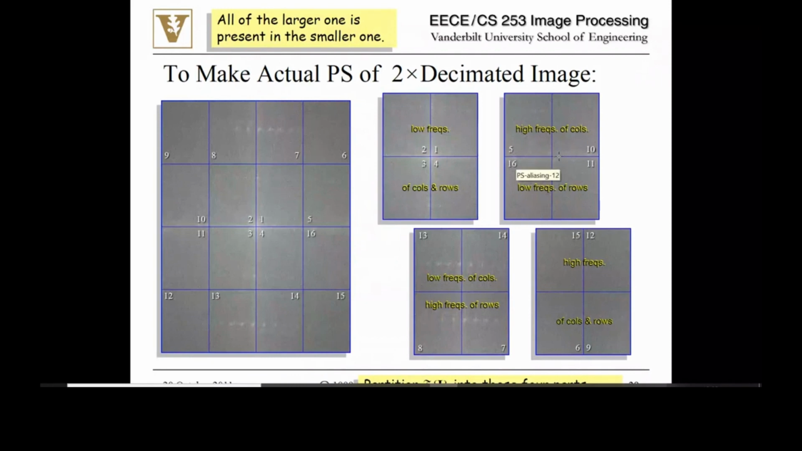But let's look at all these numbers. So these copies are 5, 10, 16, 11. So it is 5, 16, 10, 11. The other ones are 13, 14, 7, 8. So it is 13, 14, 7, 8. The other ones are 12, 15, 6, 9. So it is 12, 15, 6, and 9. So they are all in the high frequency area. So that is why you do the anti-aliasing filter.